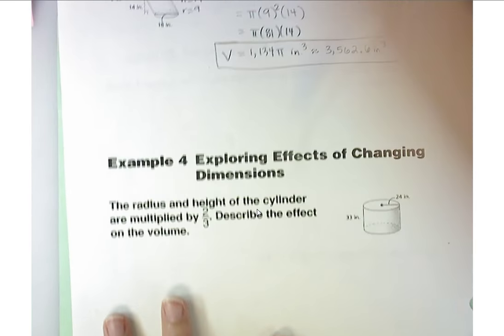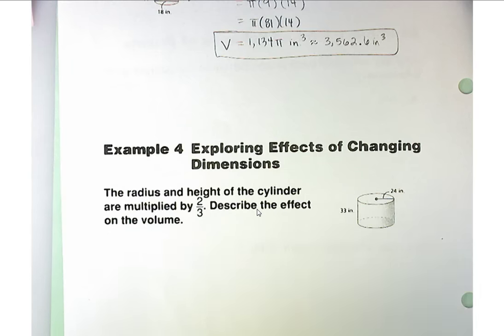Alright, we're going to explore what happens when we change dimensions. So the radius and the height of this cylinder are multiplied by 2/3. Describe the effect on the volume. Okay, so I'm going to show you how you can find this using the original volume and then the new volume, and then I'm going to show you a shortcut, okay?